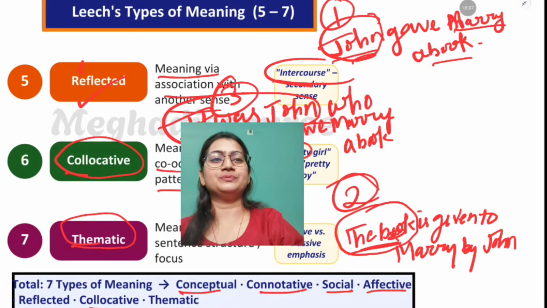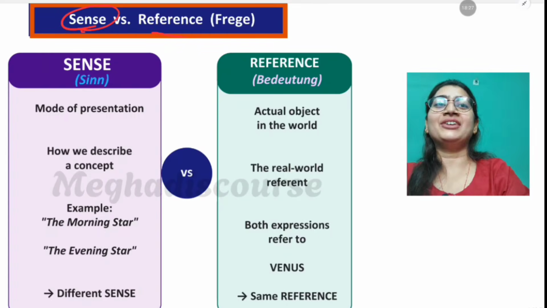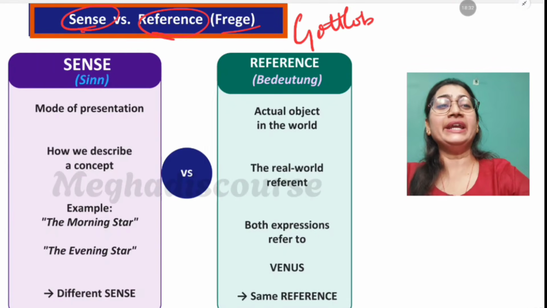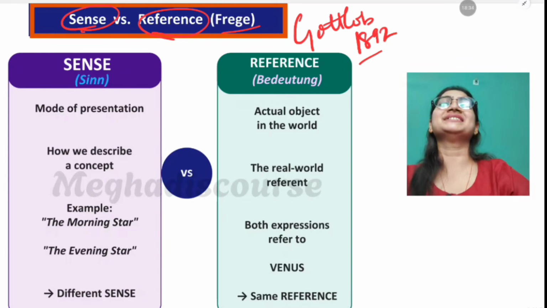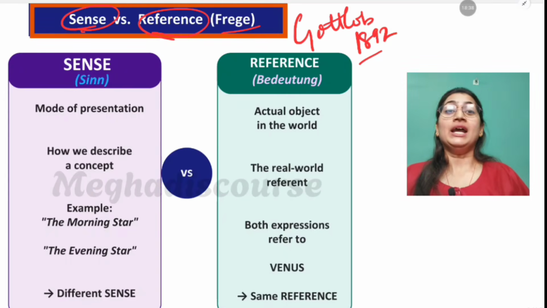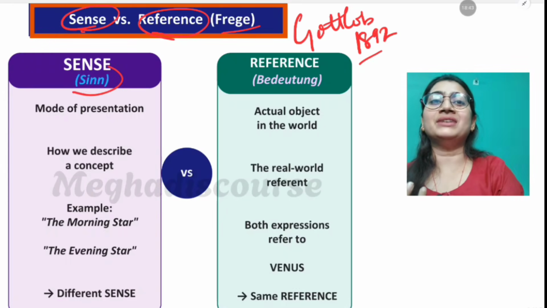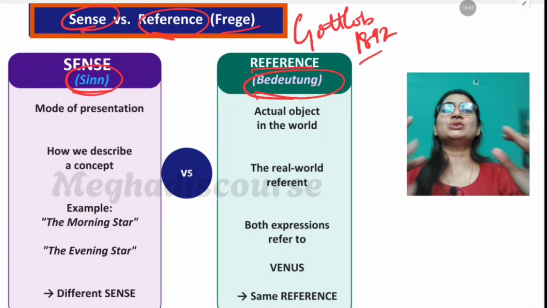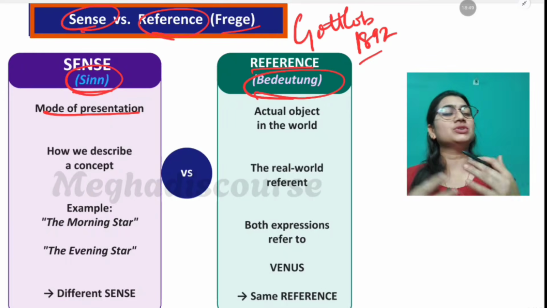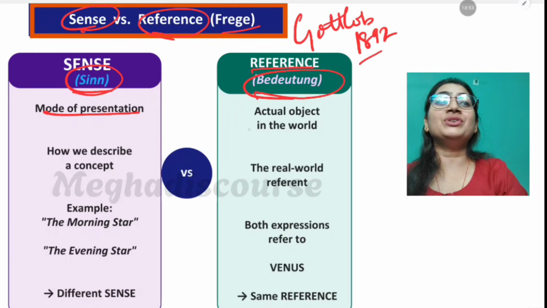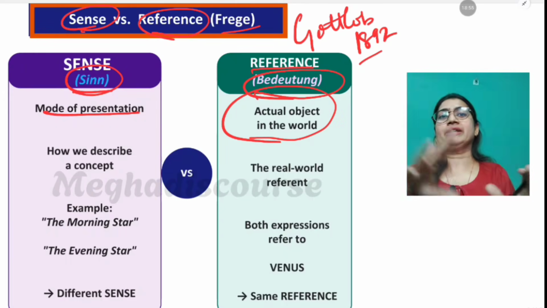Now let's move on. What are sense and reference? Here we have Gottlob Frege. In 1892, he gave the theory that meaning has some sense and some reference. Now, how are they related to each other? Sense in German is Sinn, and reference is Bedeutung. Sense means the mode of presentation, how you are presenting a thing. Reference means the actual object in the world.